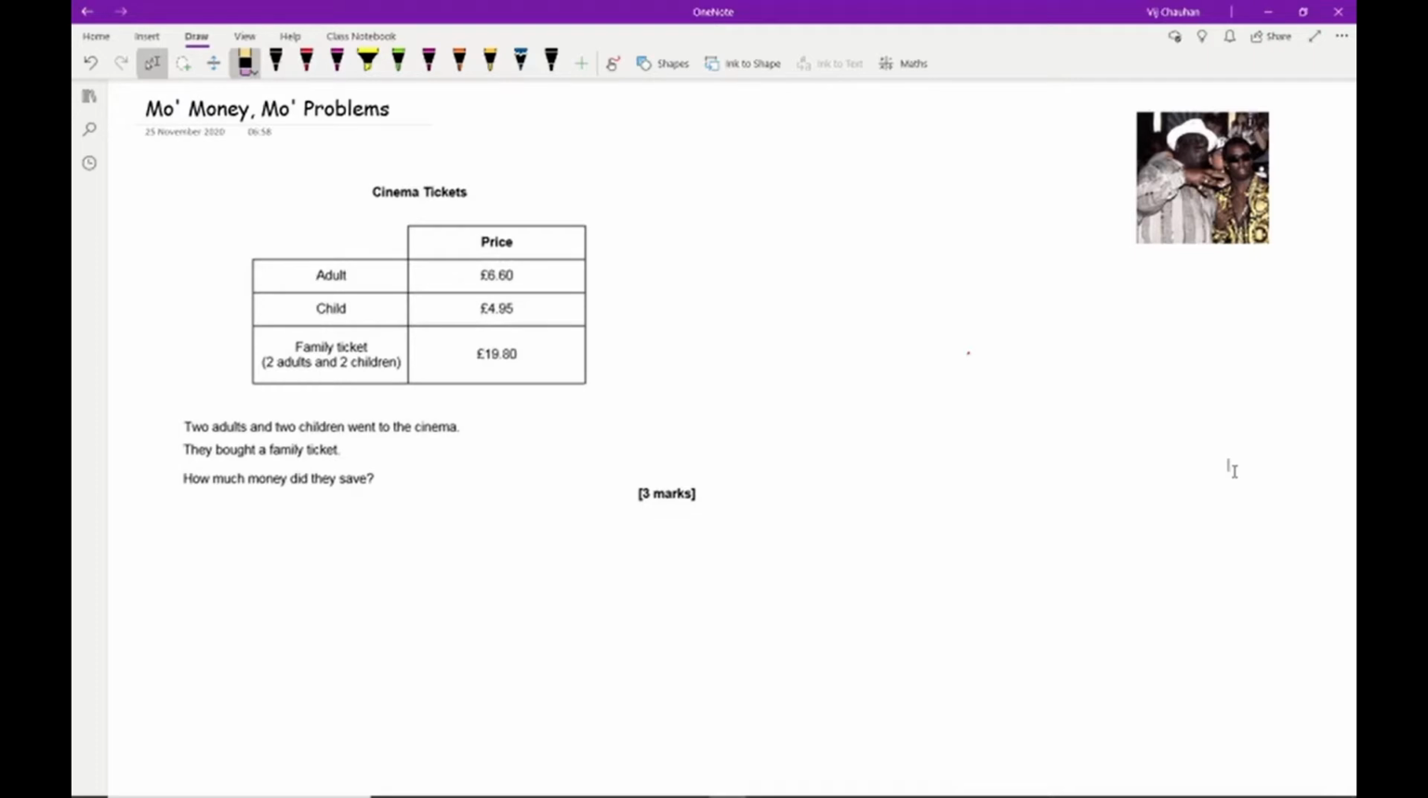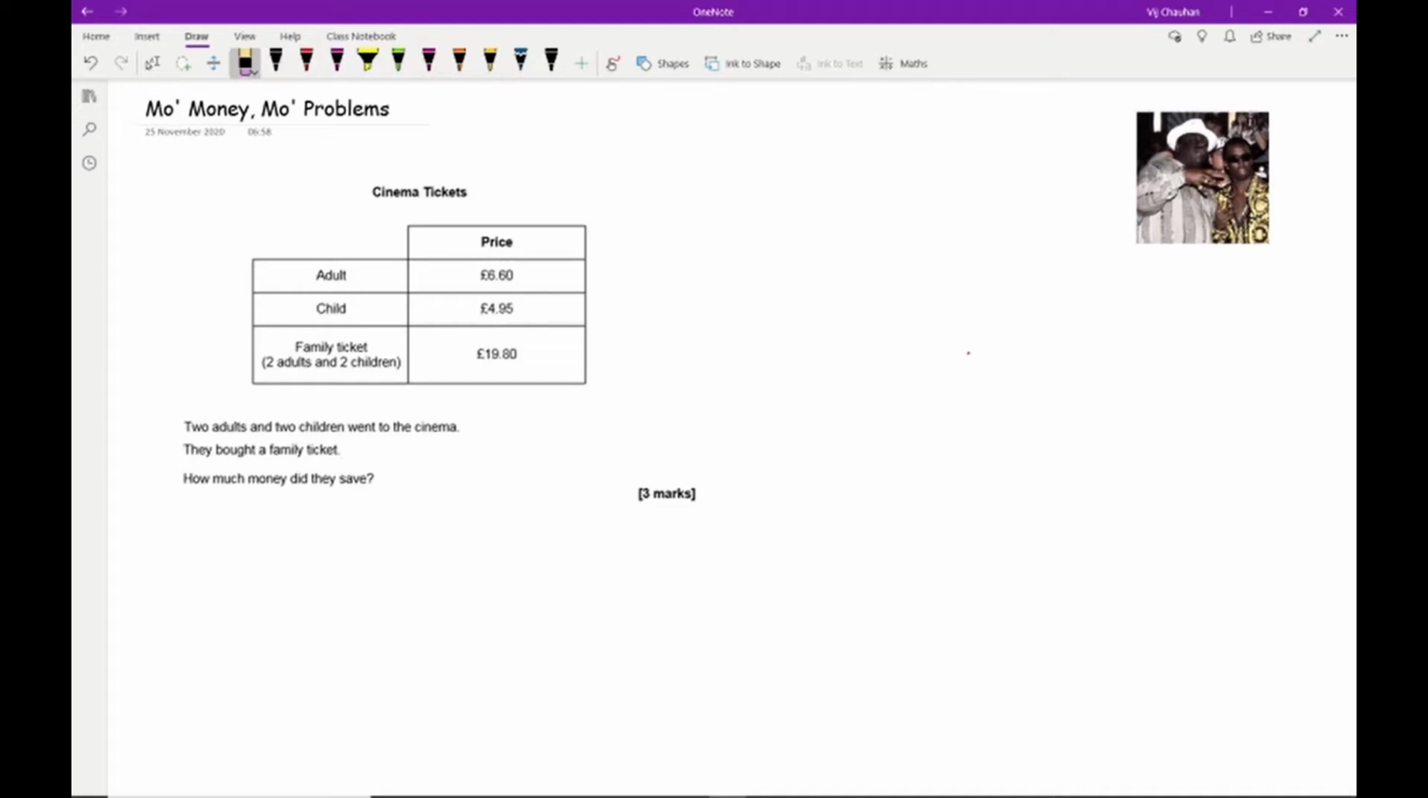But make sure that you are writing down whatever you're thinking, and particularly if it is a calculator paper, make sure that you are writing down what you are entering on your calculator. So let's go straight into it. The question says that 2 adults and 2 children went to a cinema, they bought a family ticket, how much money did they save?